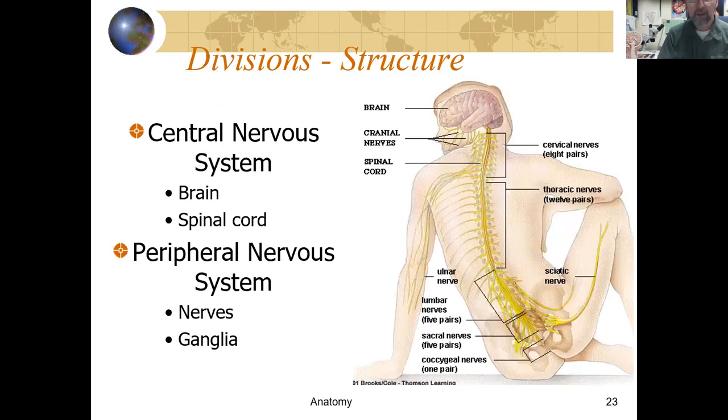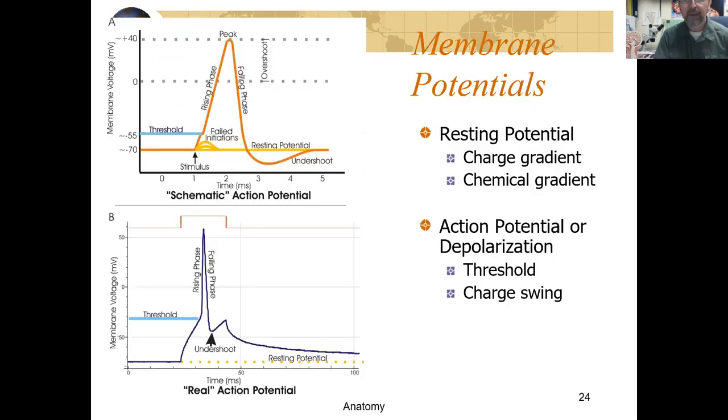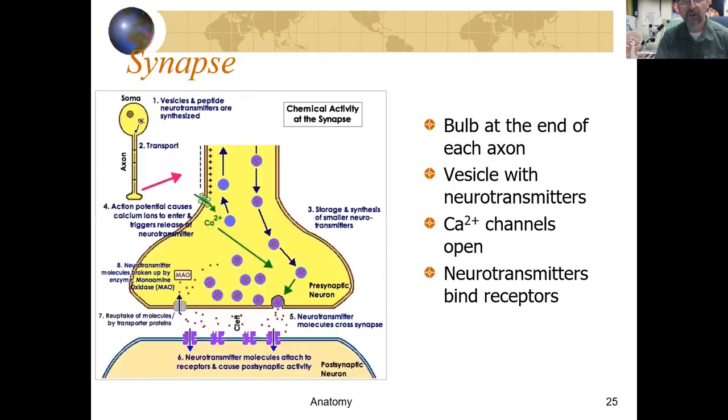Okay. Then we talked a lot about divisions of the nervous system. Central and peripheral, that's just based on where it is, whether it's enclosed in bone and floating in cerebrospinal fluid and meninges. This is where we introduced how nerve cells work with membrane potentials, the resting potential and the action potential. That's the movement of ions across the membrane through gated channels or pores.